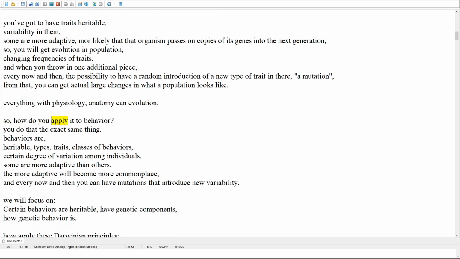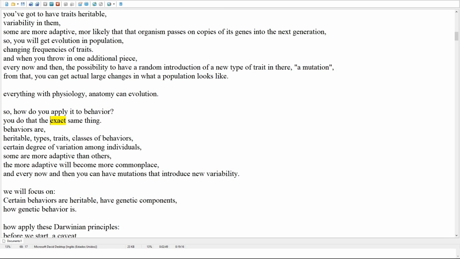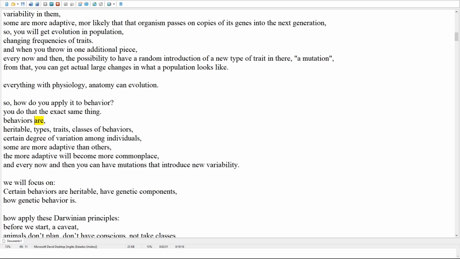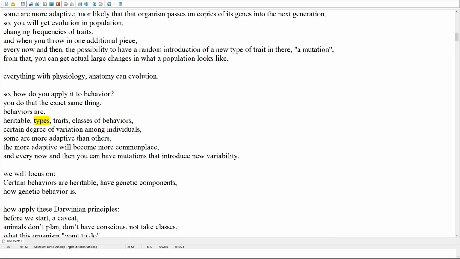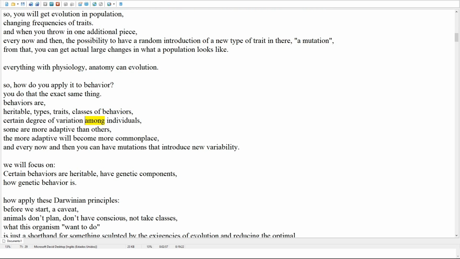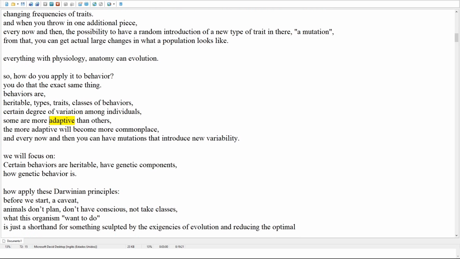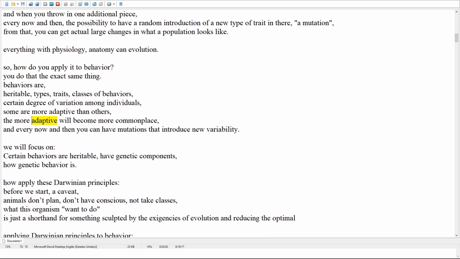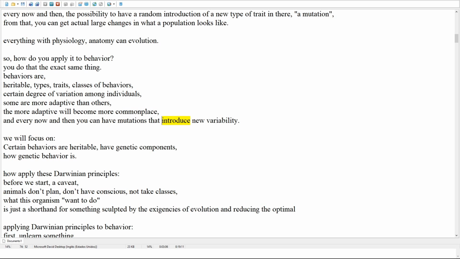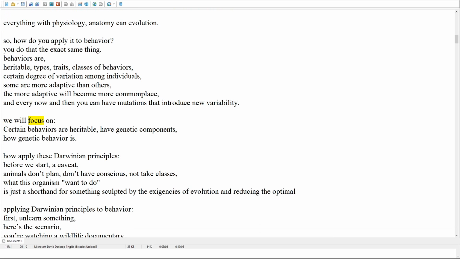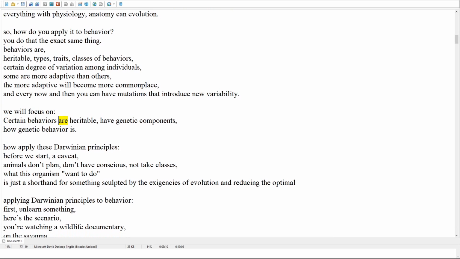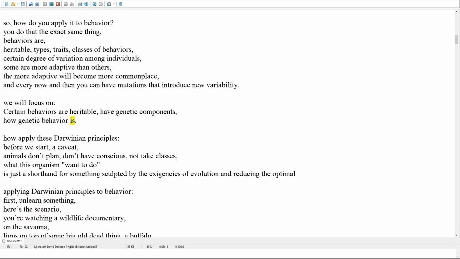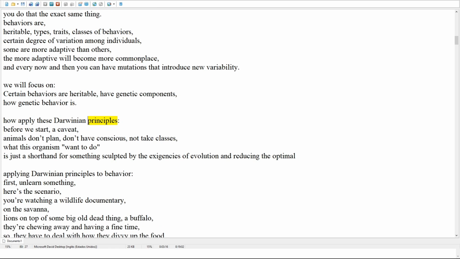So, how do you apply it to behavior? You do exactly the same thing. Behaviors are heritable: types, traits, classes of behaviors. There's a certain degree of variation among individuals. Some are more adaptive than others. The more adaptive will become more commonplace. And every now and then you can have mutations that introduce new variability. We will focus on how certain behaviors are heritable and have genetic components, how genetic behavior is, and how to apply these Darwinian principles.